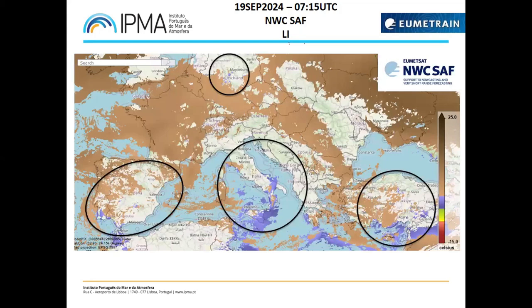Also, we have here the lifted index from Nowcasting Staff. Remember, this product is a clear sky product, but at this time, it was early in the morning, we can see already areas with some negative values. So these bluish purple colors indicate areas that, again, we should monitor in the next hour.